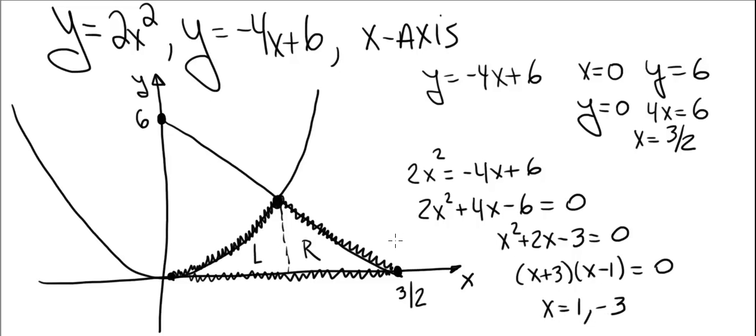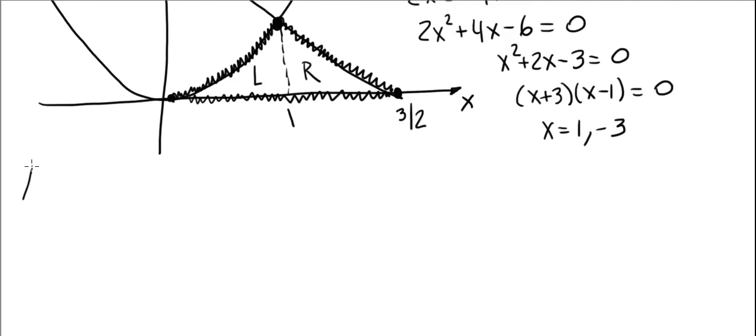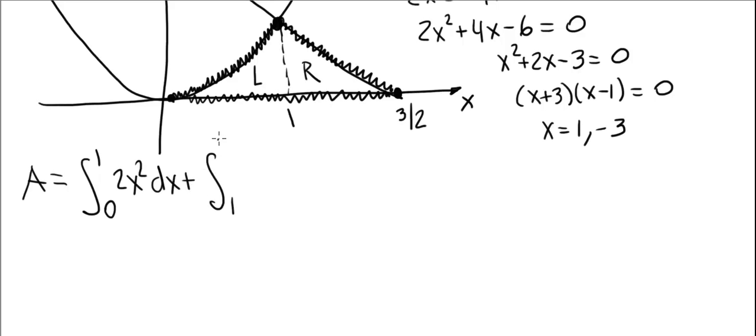Now the parabola and the line intersect again in the second quadrant. The x-coordinate of the point of intersection there is minus 3. It plays no role in the region, so we just need x equals 1 in the first quadrant. Now, the area of the region is the sum of 2 integrals. The first one is from 0 to 1 under the parabola, 2x squared dx. The second one is from 1 to 3/2 under the line minus 4x plus 6.